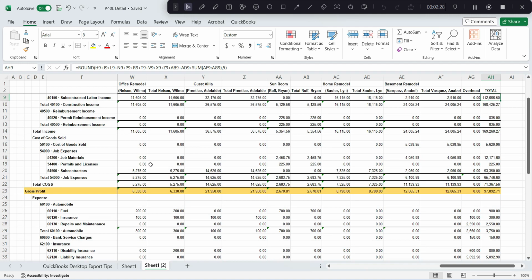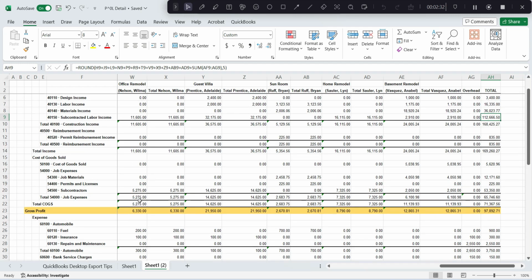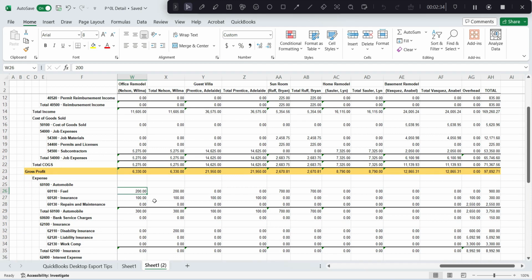Another important thing to remember is that you may have some costs directly related to the project that aren't recorded in cost of sales. So going back to that office remodel job, you had fuel of $200 and insurance of $100. Well, if these are direct job costs, they shouldn't be in your general and administrative section of your financial statements. They should be in the cost of goods sold or cost of sales account.